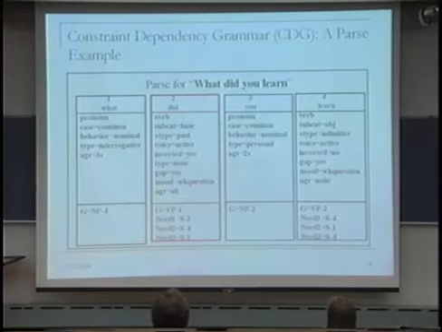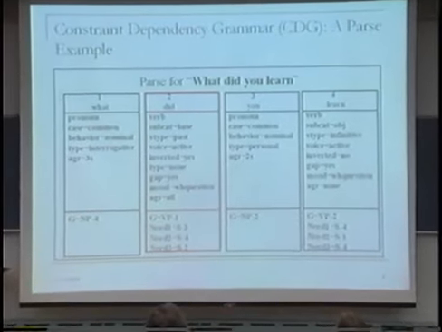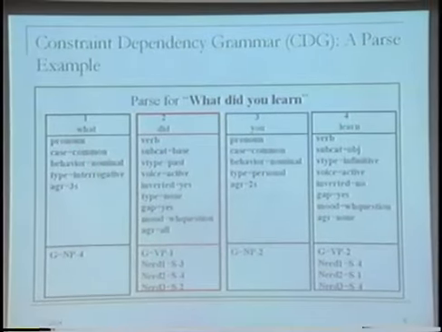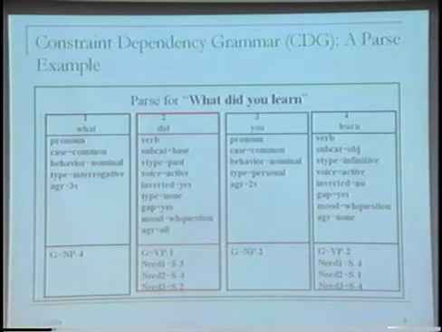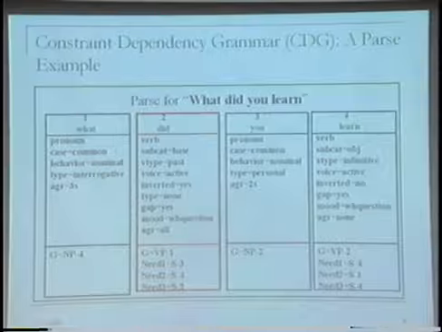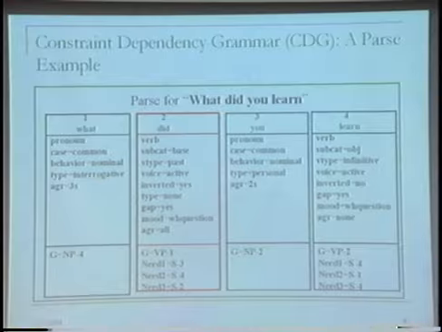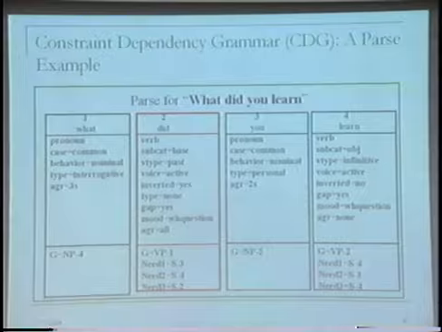So here is an example, and we're going to focus here on the word did. This is "what did you learn?" There are four positions. "What" is position one, "did" is position two, and so on. And each word has a lexical category. So in the case of did, it's verb, and a set of features. Now each word has a distinct set of features, one feature per feature category. So for example, did has the subcategorization of base.